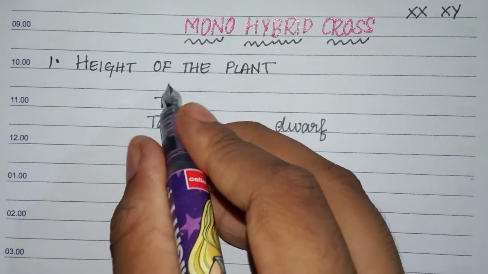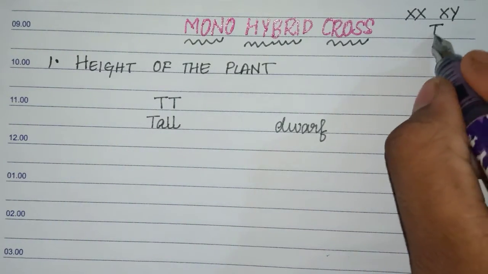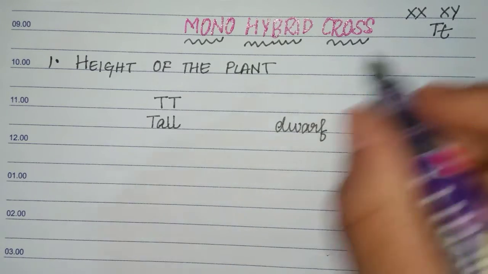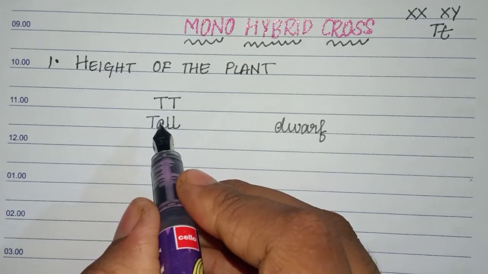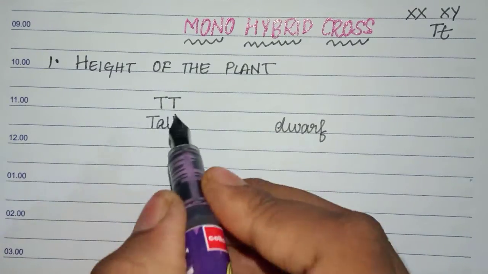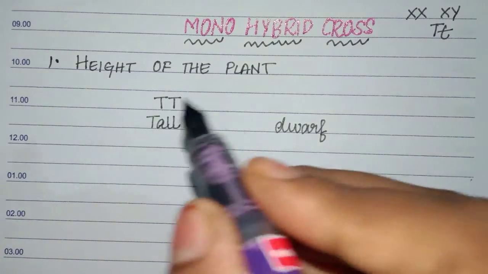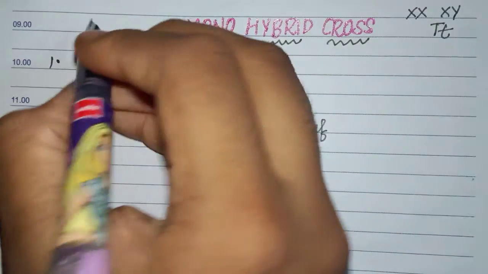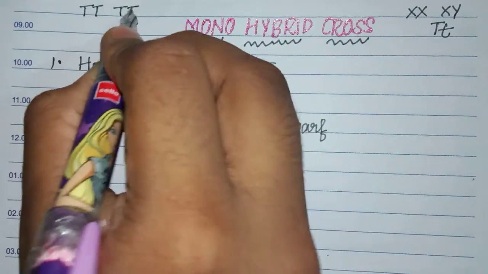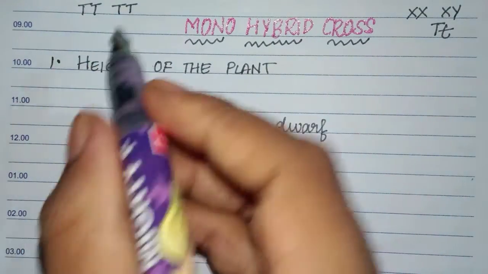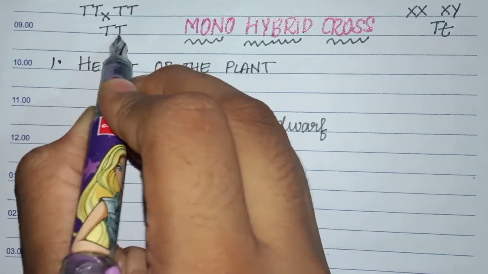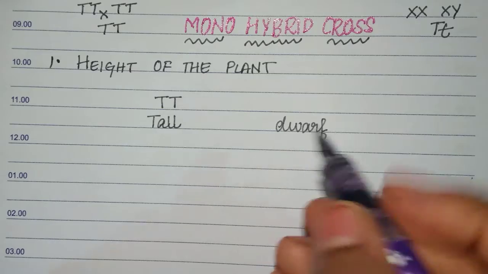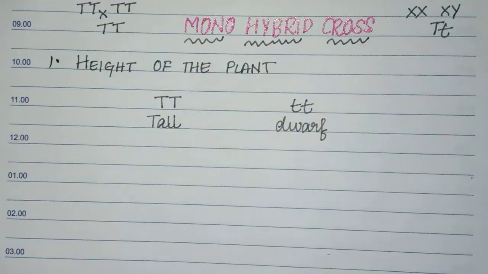You might be asking, capital T and small t is also considered tall, so why are we not considering that one? This is because here we are considering a pure breeded tall plant. What do you mean by pure breeded? It means it is bred so that both of them are pure tall. So you'll be getting a baby plant having capital T and capital T. So it's a pure breeded tall plant, and similarly a dwarf plant has small t and small t.